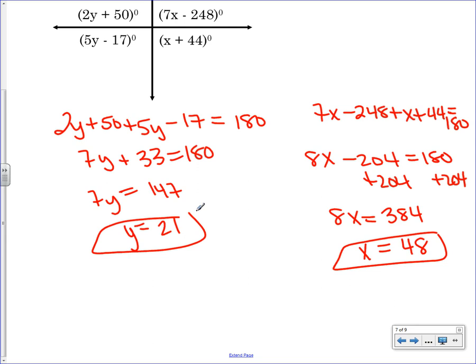They didn't ask us to. Nope. They just said find the value of the variables, and I did. If they had given these letters, like A, B, C or something, and they said find the measure of angle A, B, C, I would have substituted it back in. But they didn't ask me to, so I'm not going to. Okay?